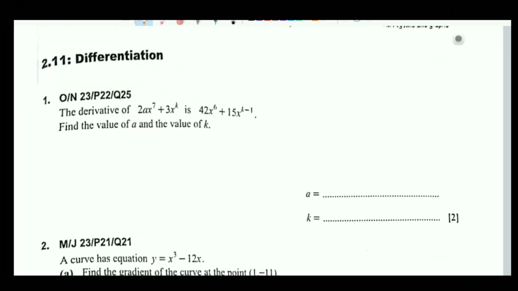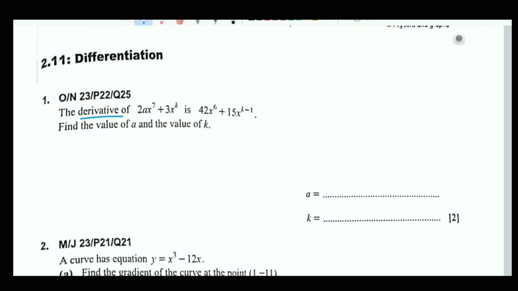So let's discuss some past paper questions of differentiation. Question number 1, the derivative of this is this, find the value of a and the value of k. Differentiation and derivatives are the same as I told you. So how do we have to solve this question? Derivative of this one is this.